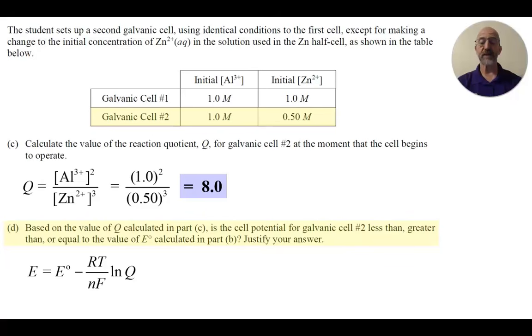There's our Nernst equation. We're using our qualitative understanding of the Nernst equation. What happens if Q is greater than 1? The natural log of 8 is going to be a positive number. And there is a negative sign in the Nernst equation. So what that means is that when Q is greater than 1, the value of the cell potential will be less. So not greater, but actually less than the standard cell potential. When Q is greater than 1, the cell potential is less than the standard cell potential.